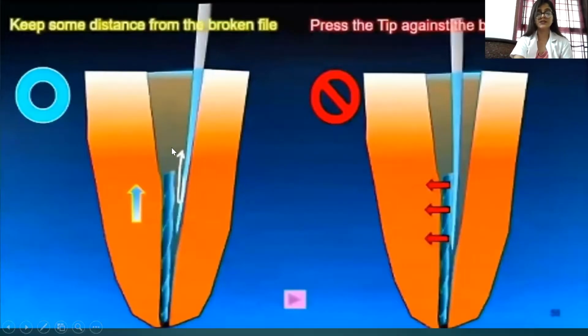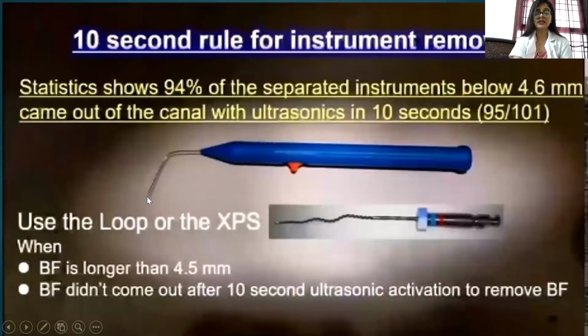Always keep some distance from the broken file. You should never attach the ultrasonic tip parallel to the broken file, which leads to its fracture. There's a 10-second rule for instrument removal. Statistics show 94% of the separated instruments below 4.6 mm came out of the canal with ultrasonics in 10 seconds.